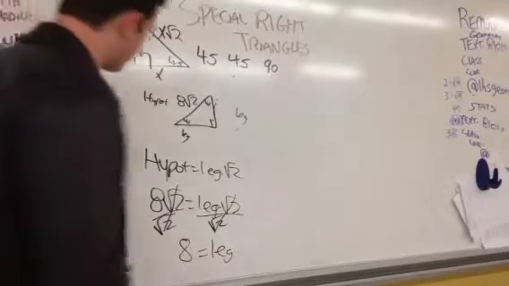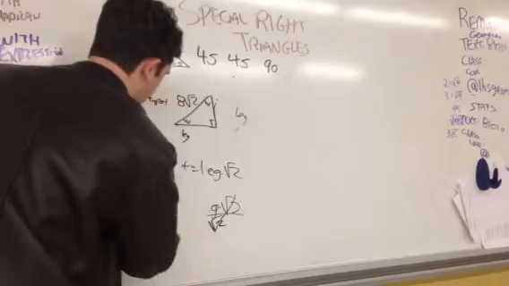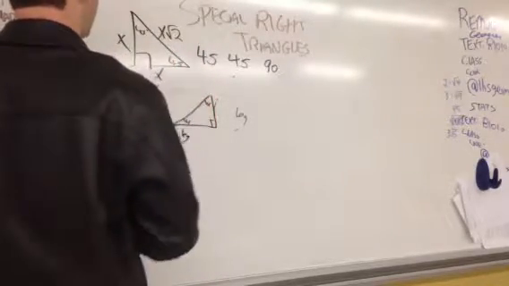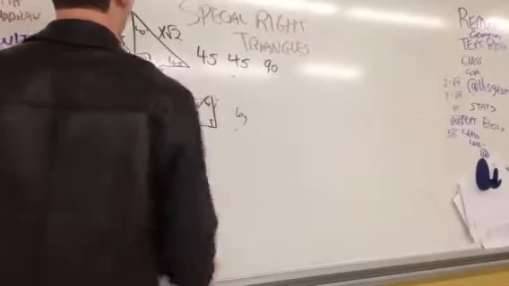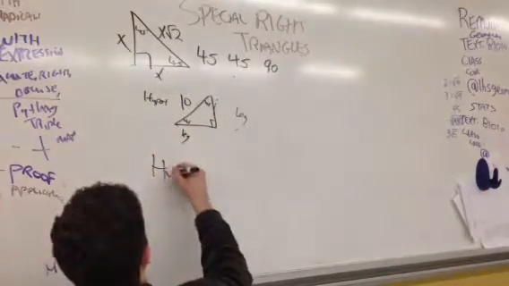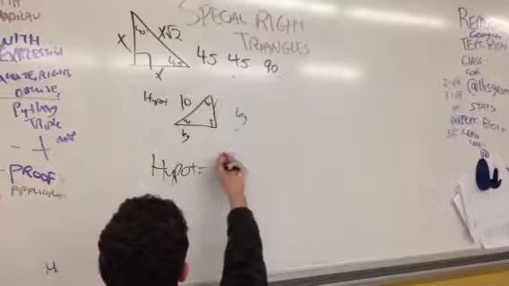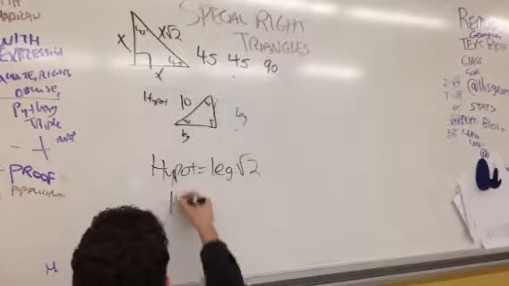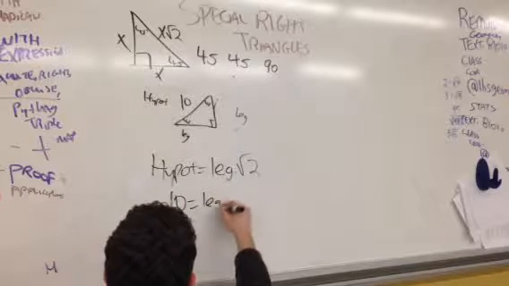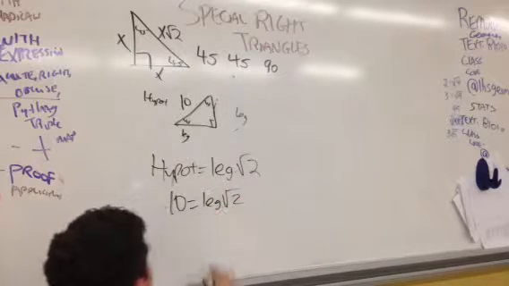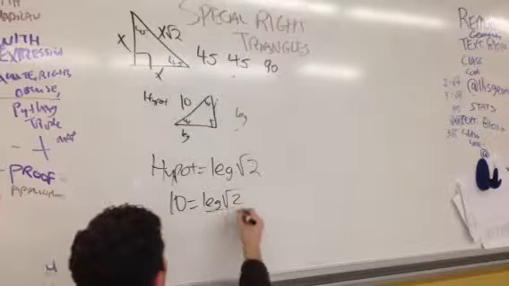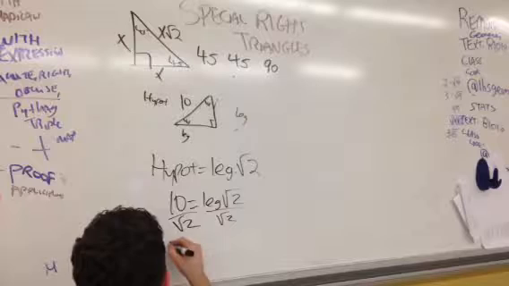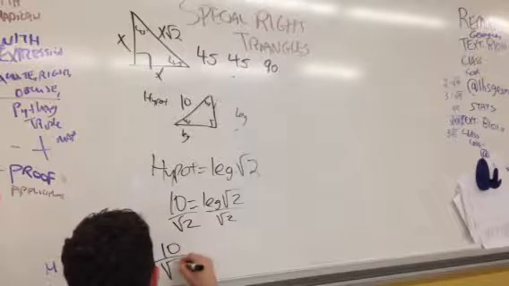All right, then let's take a look at one or two more. Let's say my hypotenuse is 10. So once again, hypotenuse equals leg times the square root of 2. 10 is my hypotenuse, equals leg times the square root of 2. I want to get this leg by itself, so I divide by the square root of 2. So this becomes 10 over square root of 2.